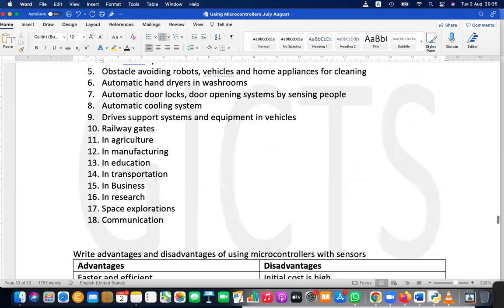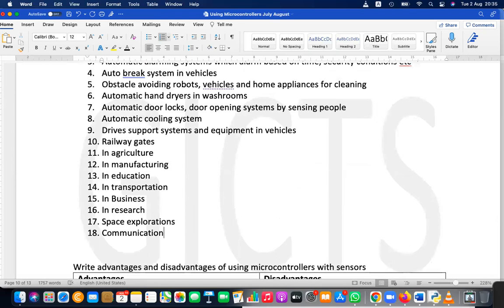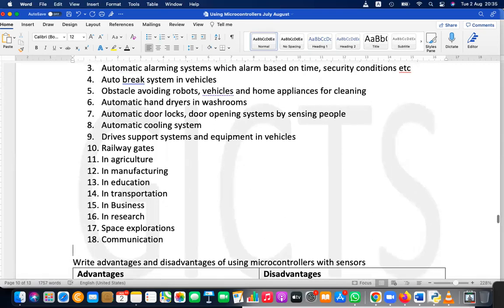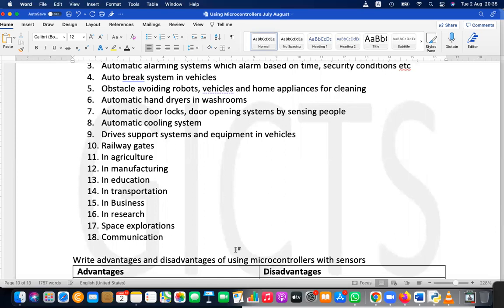Now write down the advantages and disadvantages of using microcontrollers with sensors. Can you write this down and finish it? Please write down at least 5 advantages and 5 disadvantages. Write it as a question. Send the advantages and disadvantages to me separately in the chat.